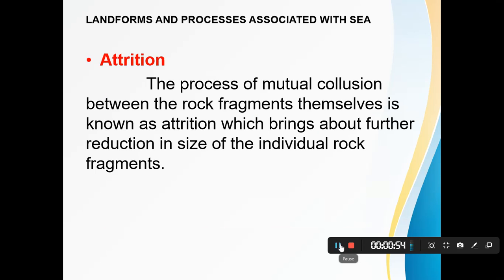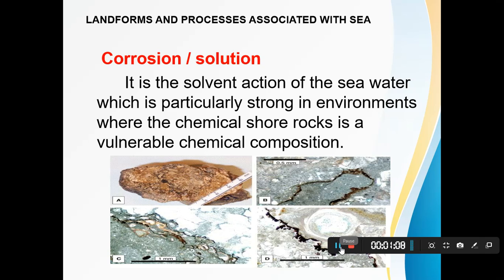Attrition. The process of mutual collision between the rock fragments themselves is known as attrition, which brings about further reduction in size of the individual rock fragments. Corrosion and solution. It is a solvent action of the seawater which is particularly strong in environments where the shore rocks have a vulnerable chemical composition.